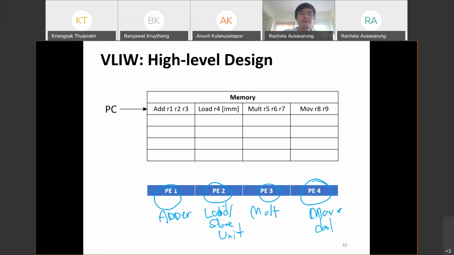Right? So it means that for all instructions in the first slot, everything here has to be an add. Everything here has to be a load or store. Everything here has to be a multiply. Everything here has to be a move. So it has to be aligned in this way, right?